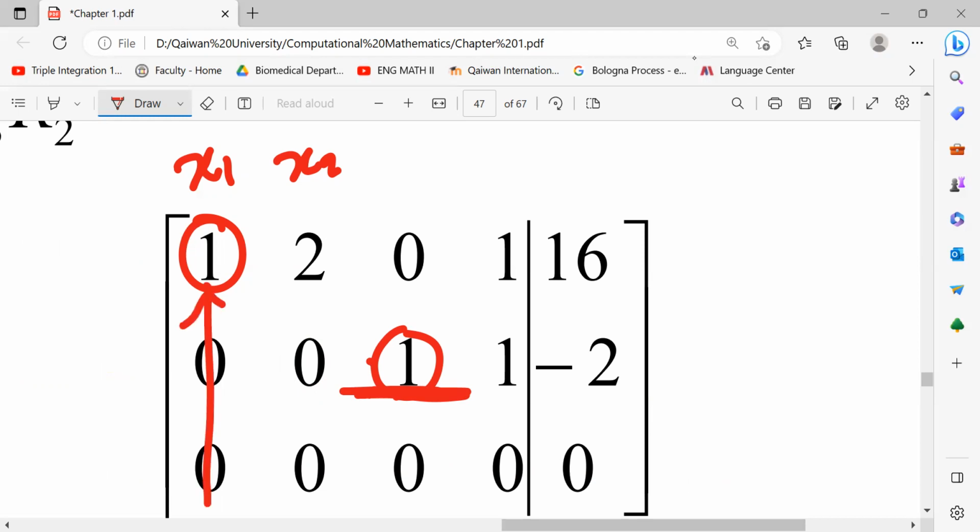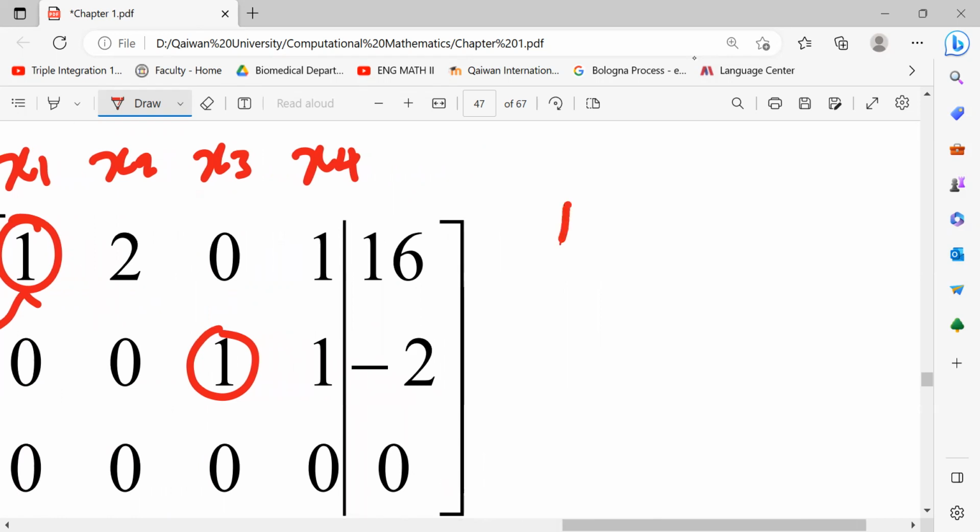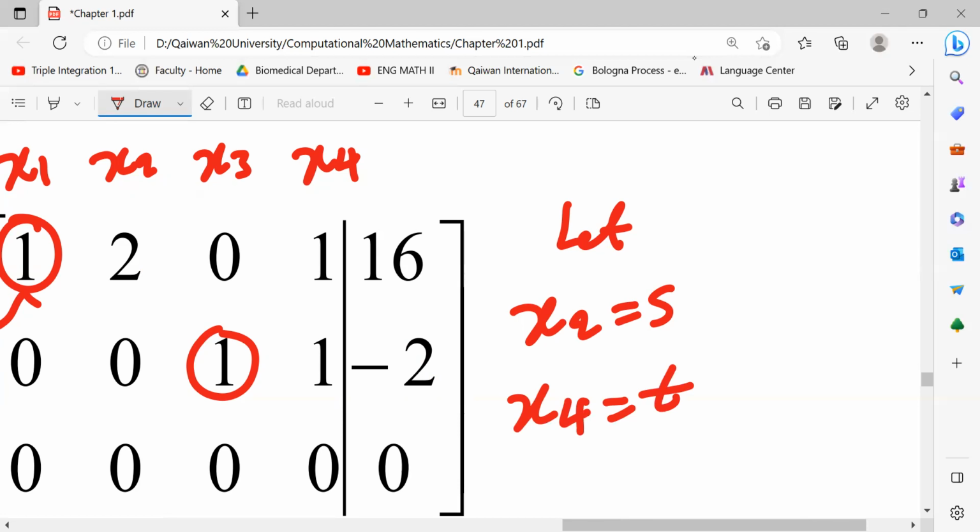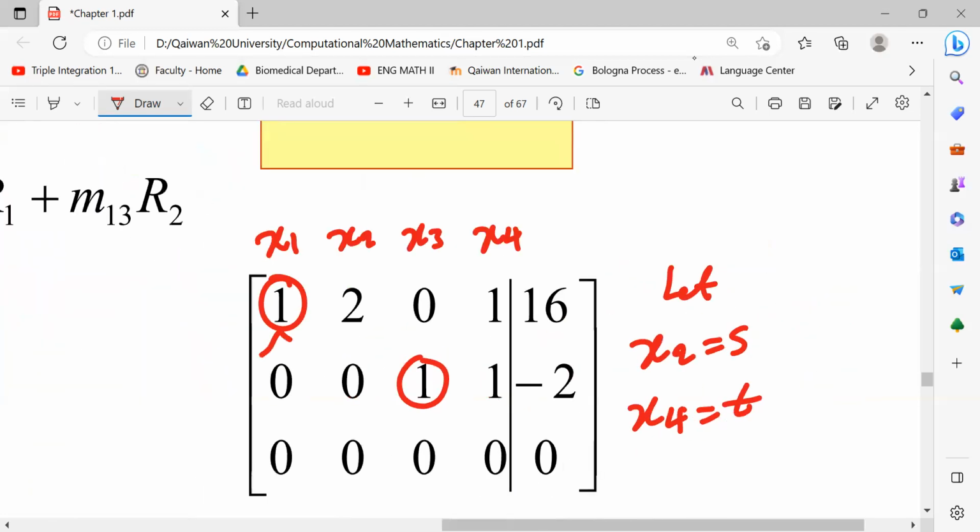This leading entry is for x1. But for x2, we have no leading entry in this column. Okay? x2 is not a leading variable. For x3, is it a leading variable or not? Yes, because we have a leading entry in this column. For x4, do you have? No. So the leading variables are x1 and x3, and the non-leading variables are x2 and x4. We assign x2 and x4 as parameters. We let x2 be s and x4 be t.